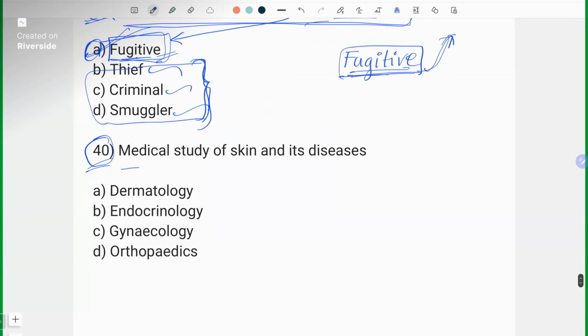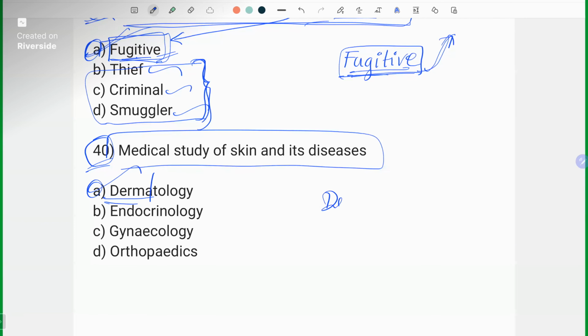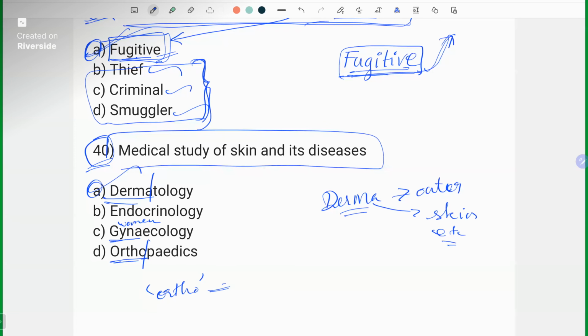Last question. Medical study of skin and its diseases. Option A, ma'am. Derma is a root word, which means skin, on the same lines. Okay. Gyne means something related to female, woman. Ortho is also a root word which means straight, direct, upright. That is the direct meaning of the root word.